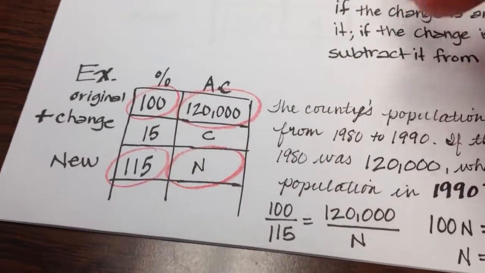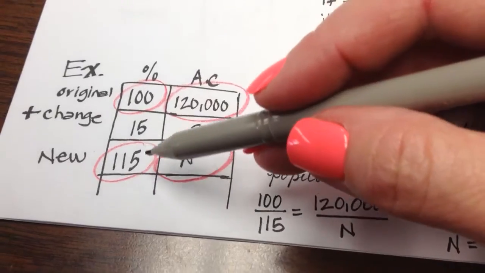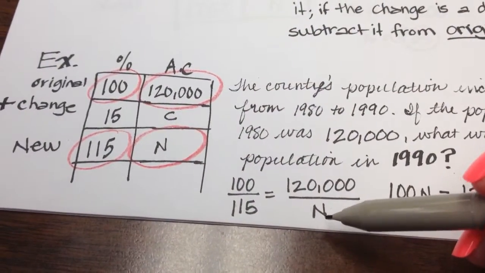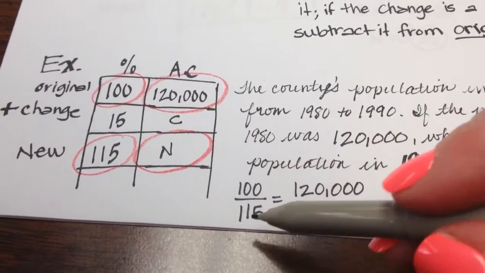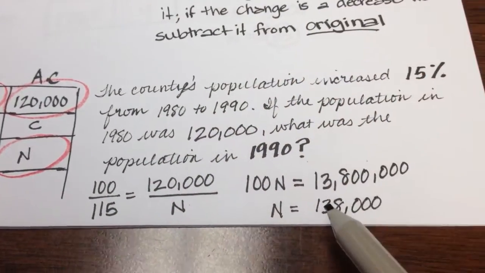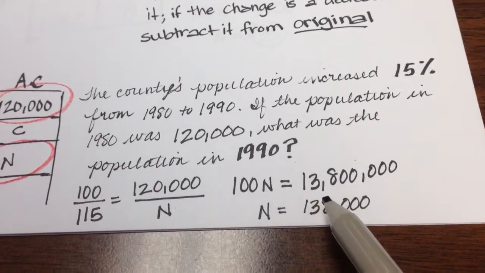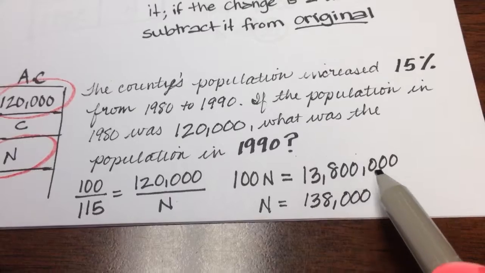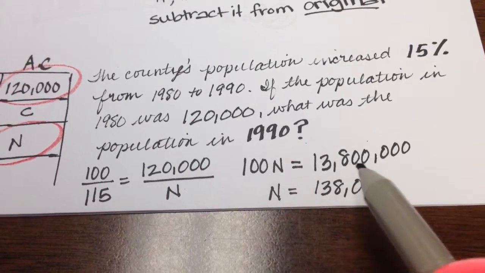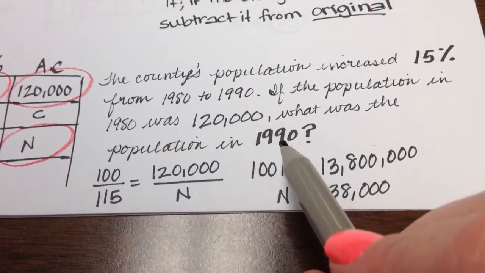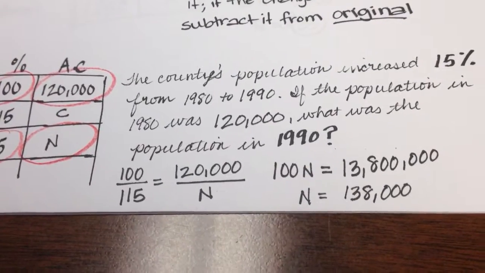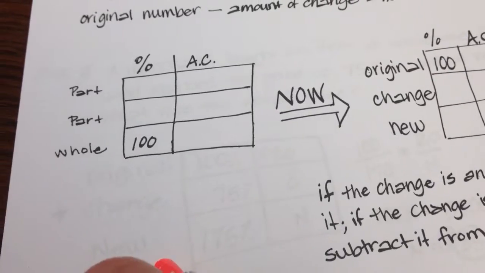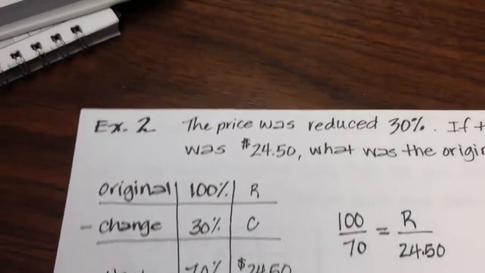Then we do our regular thing, right? We have 100 is to 115 as 120,000 is to whatever that new number is going to be. Cross multiply. 100N equals 13,800,000. And then we divide by 100, just take off 2 zeros, and so the population in 1990 would be 138,000. Okay? See, that's not hard. You can do it.